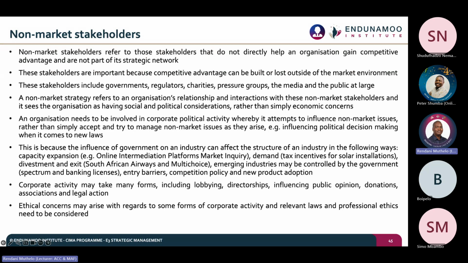And we have seen them also controlling emerging industries through policies, such as banking licenses, which are now available to what? To fintech companies, like zero-time banks, being banks that don't have the capital infrastructure. Then they can also affect entry barriers, as well as competition policies and new product adoption. So the government can be quite powerful.